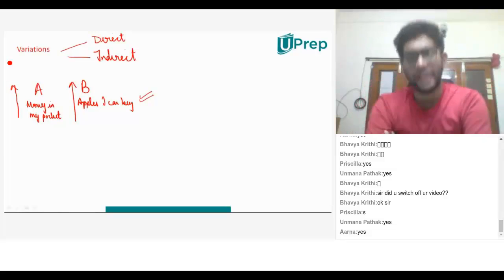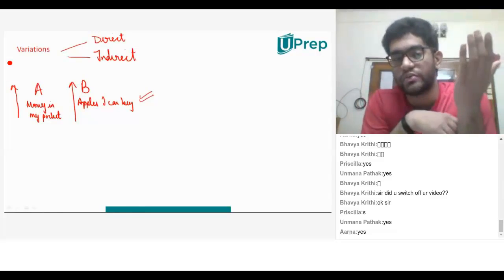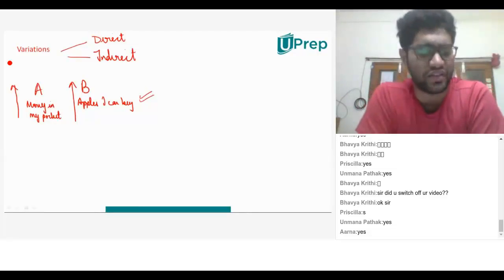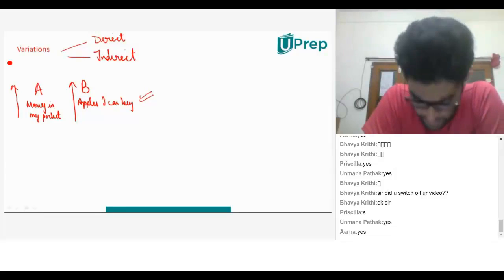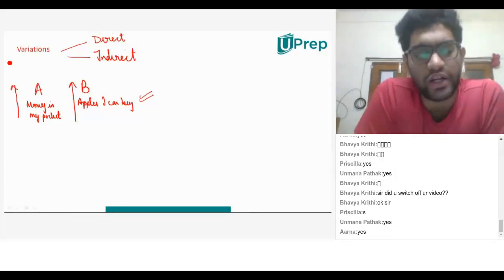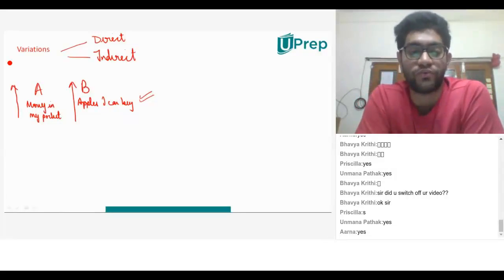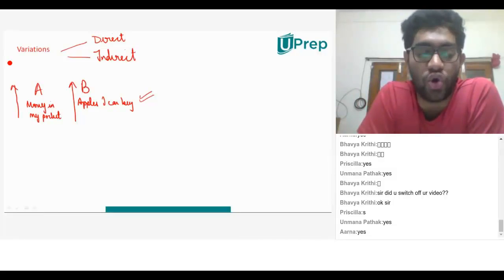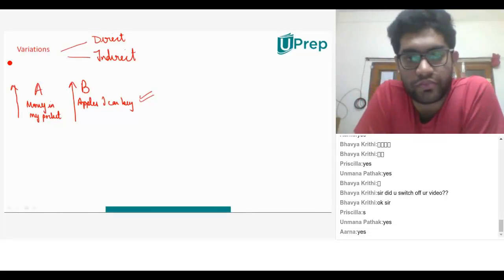As simple as that. Indirect variation is nothing else but if one quantity is increasing, the other quantity will decrease, or vice versa. To give you a very classic example, you guys have sat on a vehicle, all of you obviously. Now, isn't it common sense that if you go fast, you take lesser time to reach, and if you go slow, you take extra time to reach? Yes or no? Common sense, everyone has observed.